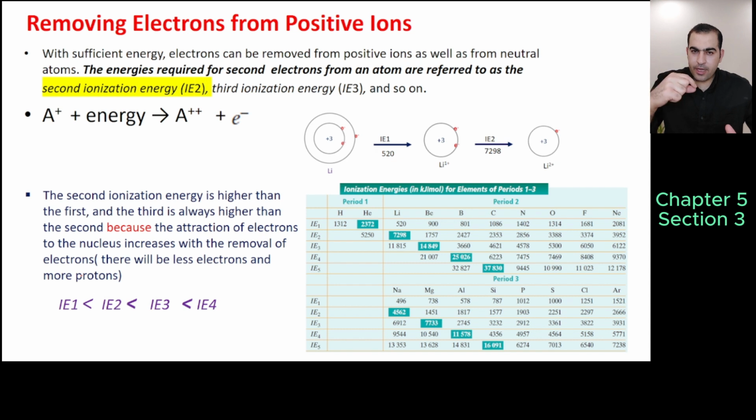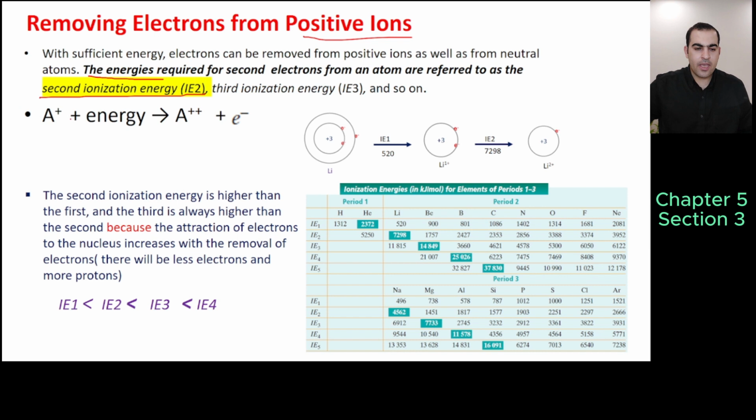Can we remove the second electron from an atom? Yes, but you add energy again. Look, removing an electron from positive ions: an atom has lost one electron, that's why you say positive ion. Can we remove the second one, third one? Yes. With sufficient energy, electrons can be removed from positive ions as well as from neutral atoms. The energy required to remove a second electron from an atom is referred to as the second ionization energy.